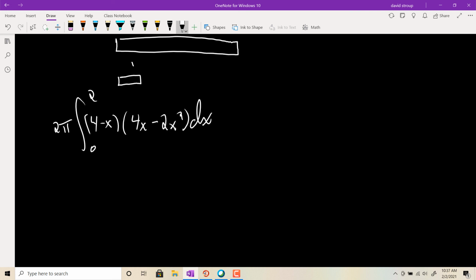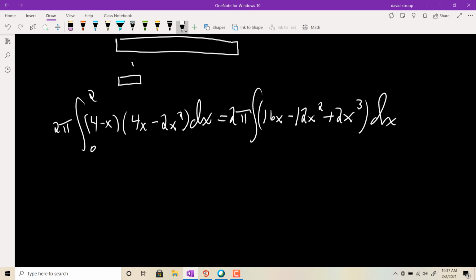And then you just have an integral. Okay, so again, it's just 2 pi times the integral of, we have to do some distributions, so 16x minus 8x squared minus 4x squared is minus 12x squared, and then plus 2x cubed dx. And then the antiderivative: 16x squared over 2 is 8x squared. 12x cubed over 3 is 4x cubed.